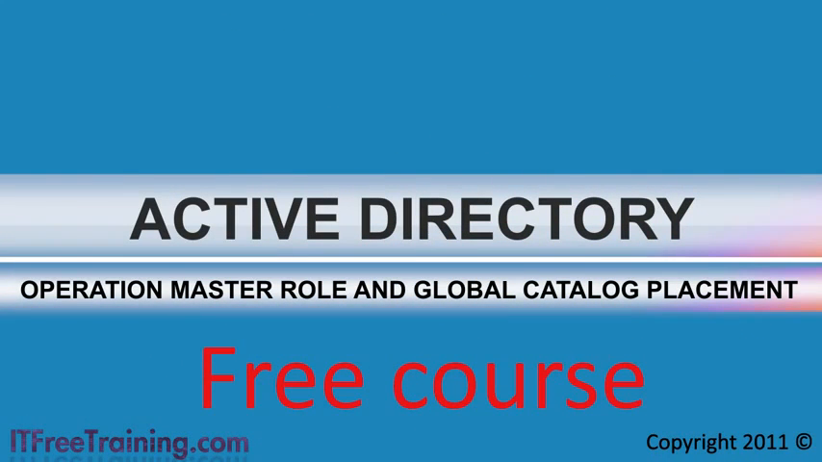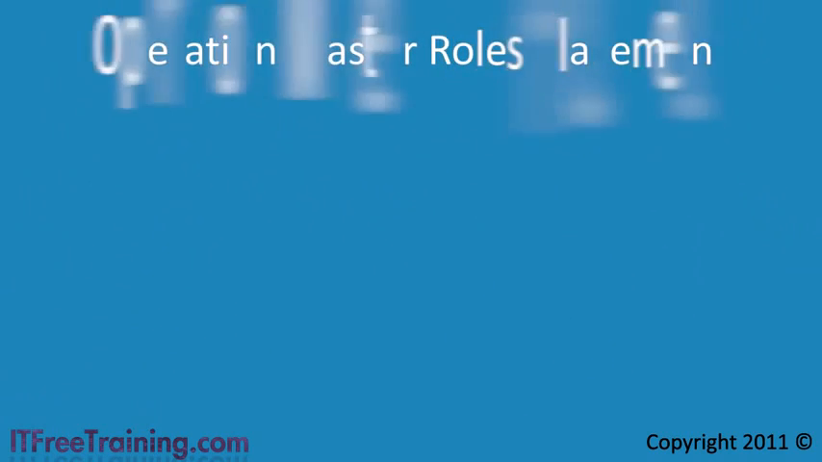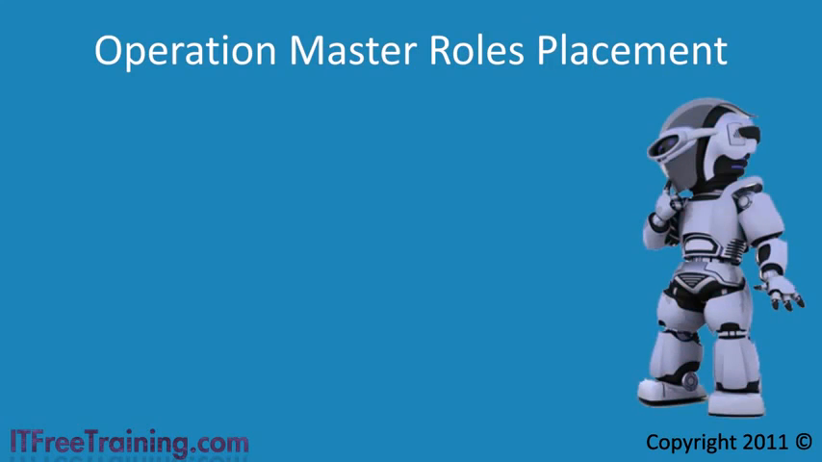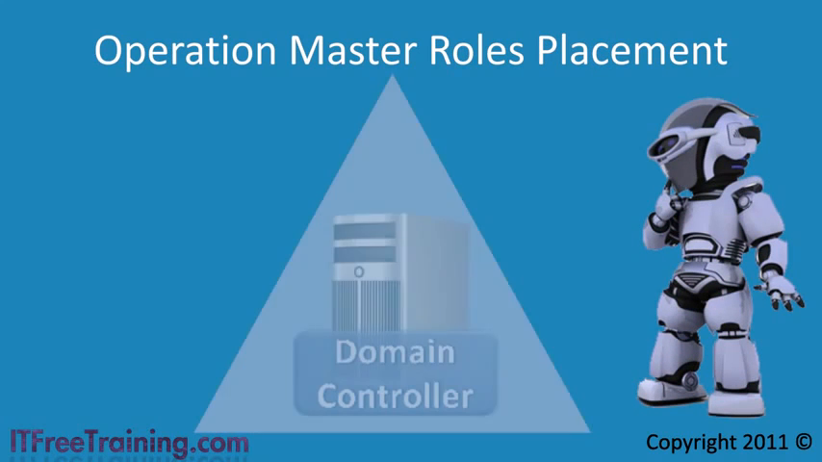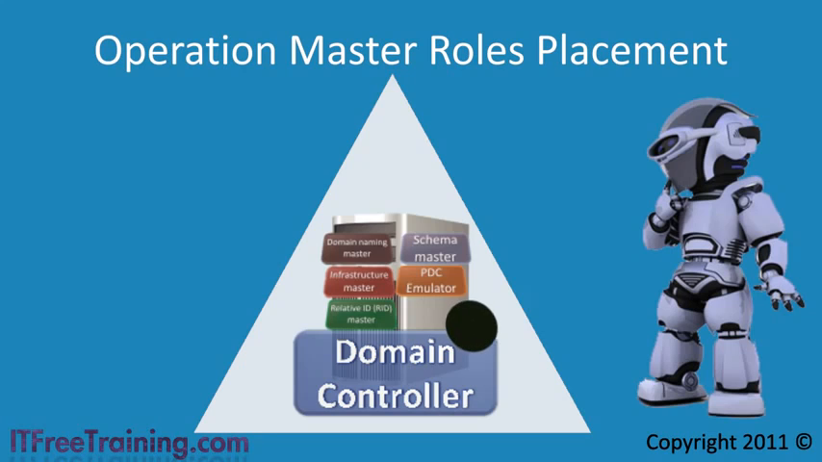This video will look at the placement for Operation Master Roles and Global Catalog servers in your organization. First of all, I will look at Operational Master Role placement. When you install your first domain controller in your first forest, all the Operational Master Roles are going to be on this server. Also, the first domain controller in the domain is automatically made a Global Catalog server.